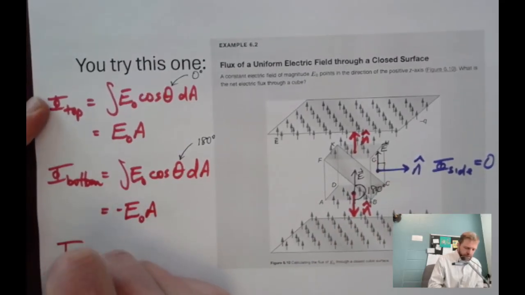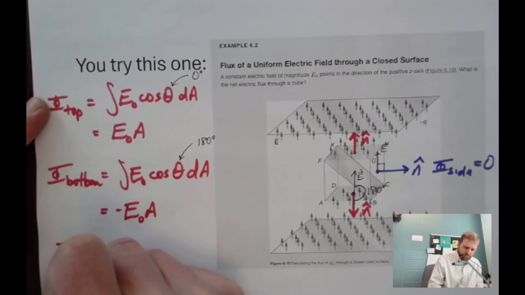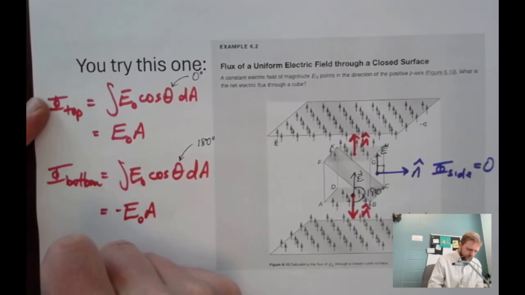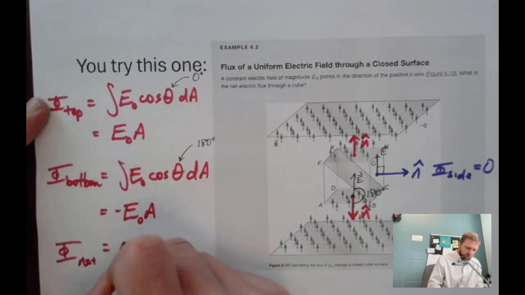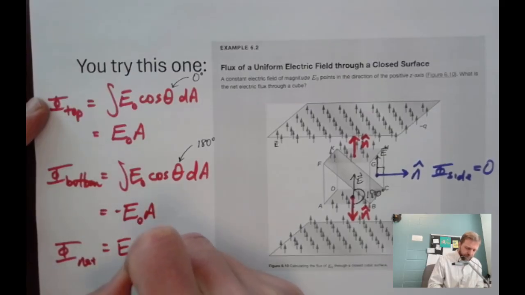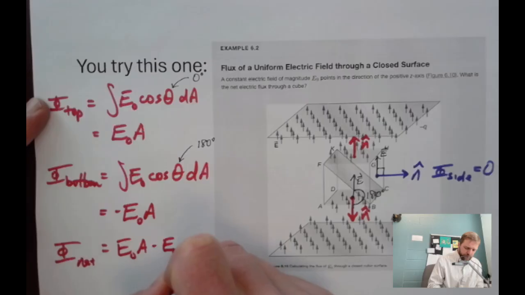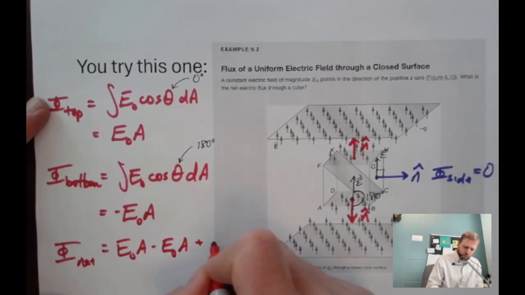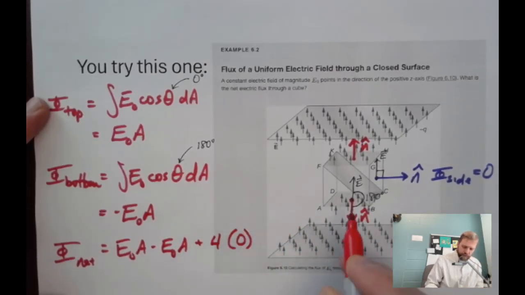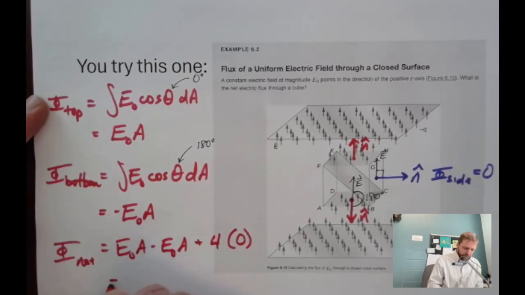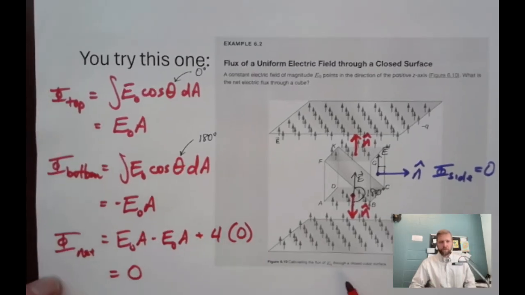And so then I total, or I net, is equal to E0A minus E0A plus, there's 4 sides with 0. We'll go ahead and write that out. And this equals 0.